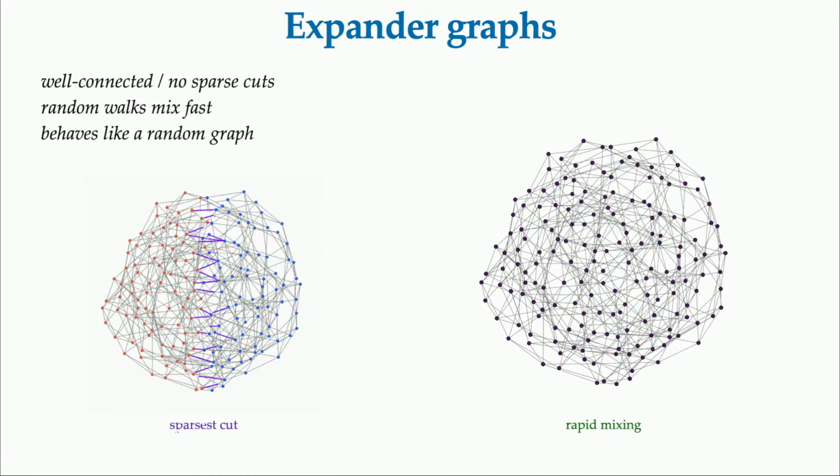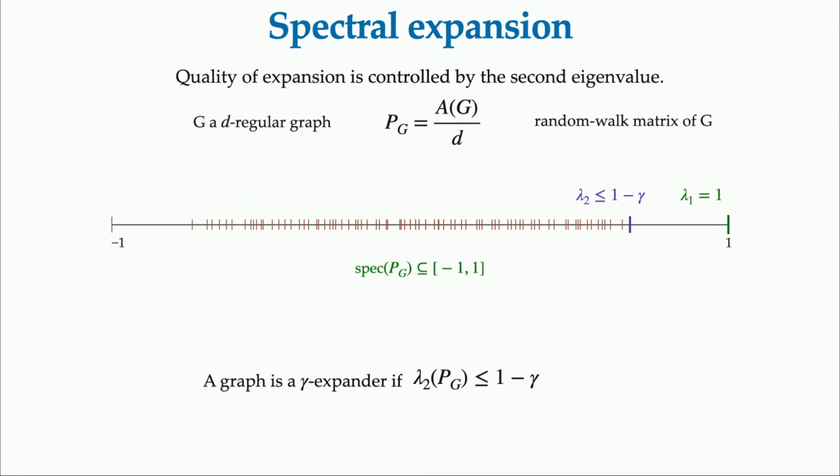Slightly more formally, the combinatorial properties that we might want in an expander are things like it's well connected, that is, any way to partition it will actually give me a lot of edges. Also, if I start a random walk at any single vertex, it very quickly converges to the uniform distribution. And in general, it has other pseudorandom properties, like it behaves like a random graph. But let's try to make this notion a little bit more quantitative, and define the notion of spectral expansion.